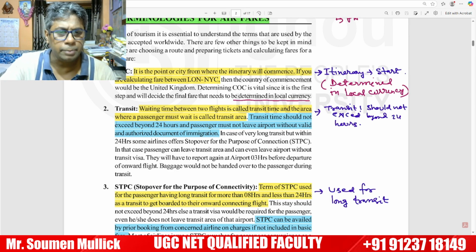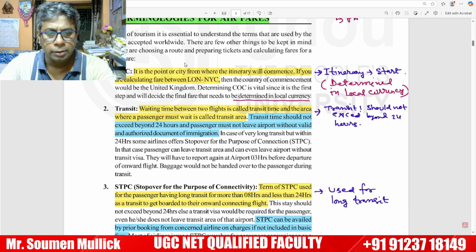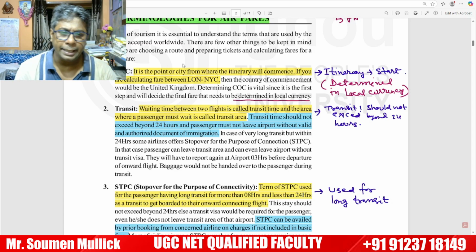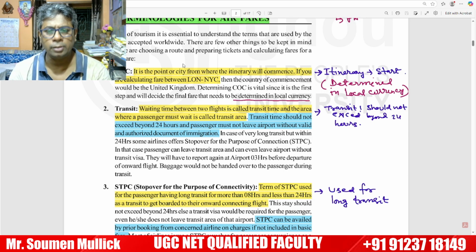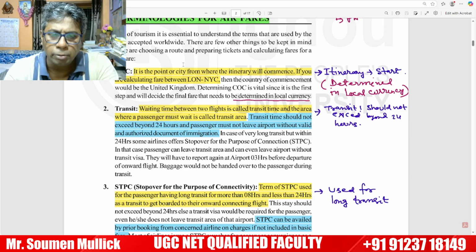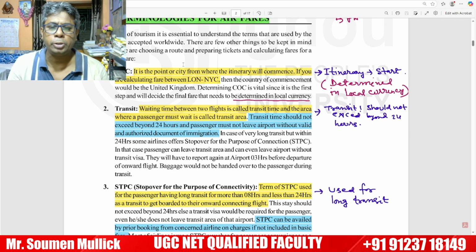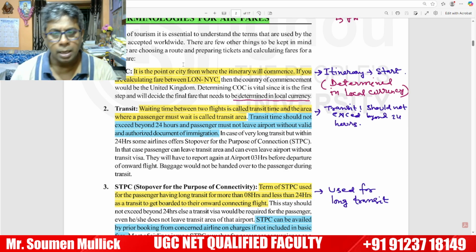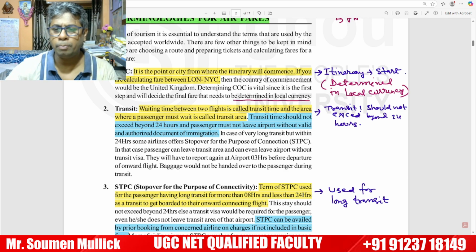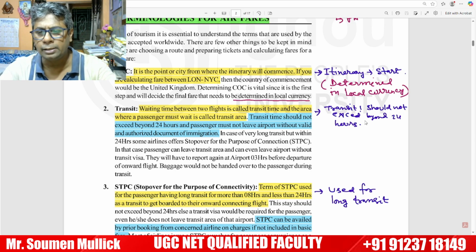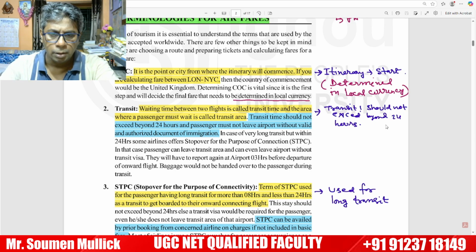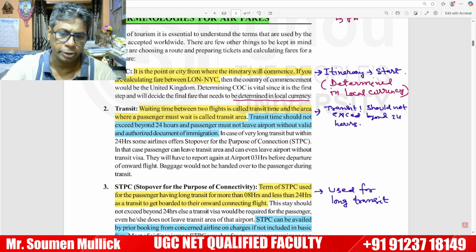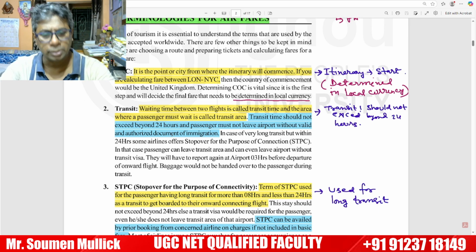Next important thing is the transit. Transit means waiting time between two flights, and the area where the passenger must wait is called the transit area. Transit time means the waiting time between two flights, the waiting time in the middle of two flights, that is the transit time. And transit time should not exist beyond 24 hours. Passengers must not leave the airport without valid and authorized immigration documents. These are the terms and conditions of the transit.